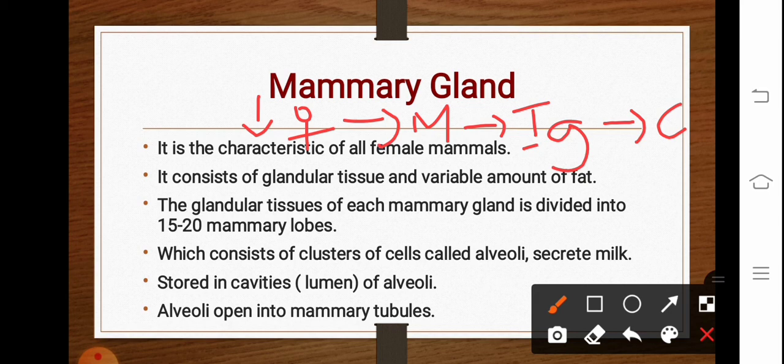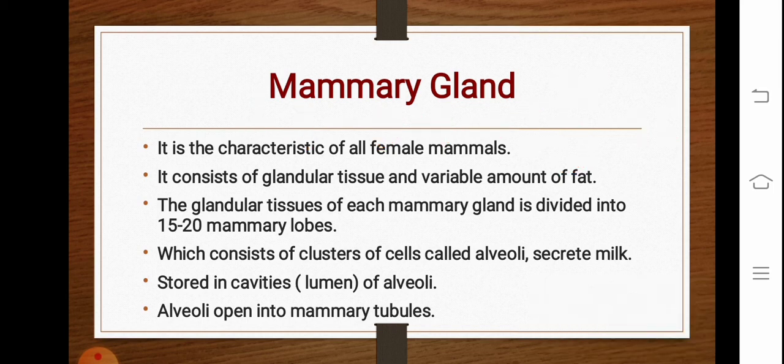There are different types of antibodies, but colostrum has an antibody called IgA, which gives immunity to the child so that it can fight against different kinds of infection. So breastfeeding is very important for a newborn baby. So let us now discuss the structure of the mammary gland.